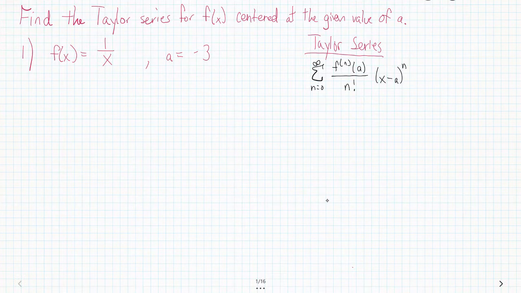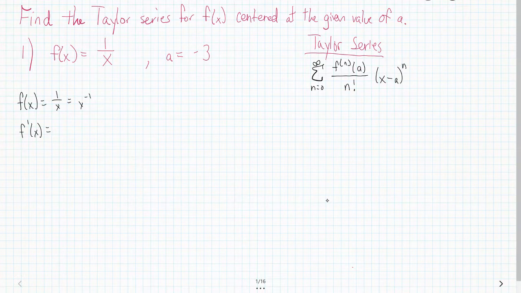So first we need to write down some derivatives. We have f of x equals 1 over x, or this is also x to the negative 1. So f prime of x would equal, the easier derivative would probably be writing this as negative x to the negative 2, which equals negative 1 over x squared. For f double prime, bring down that negative 2, so notice you get 2x to the negative 3, which equals 2 over x cubed.